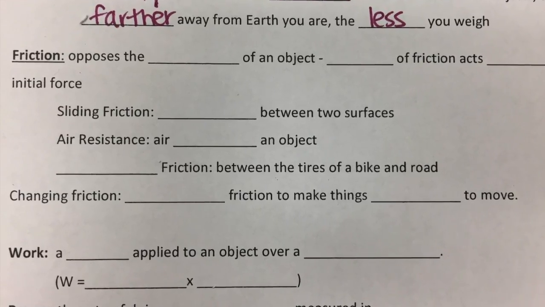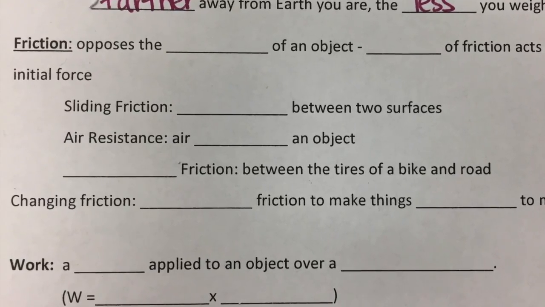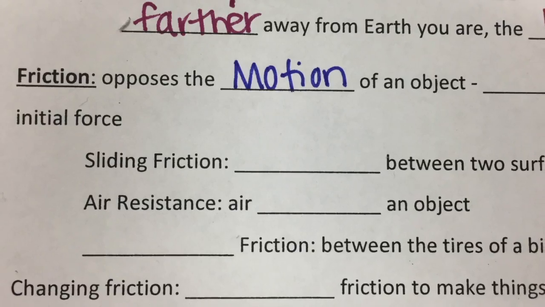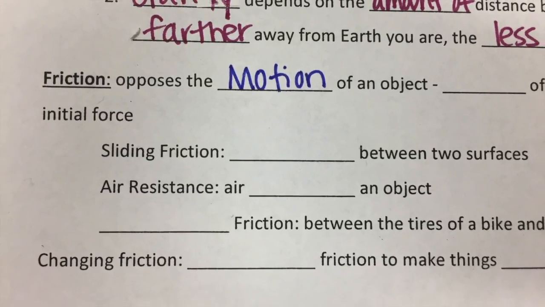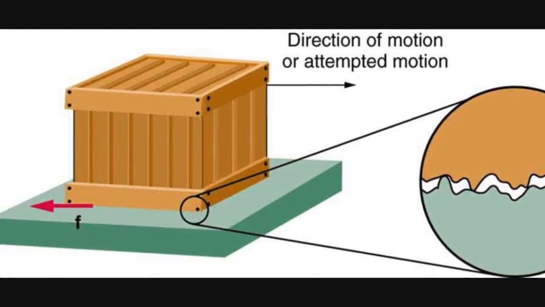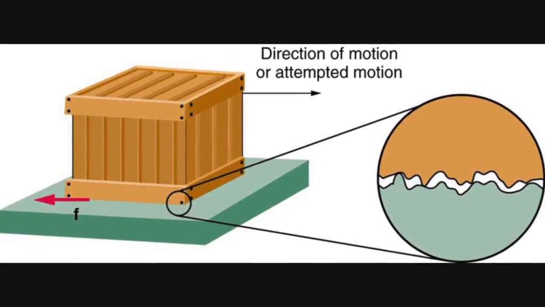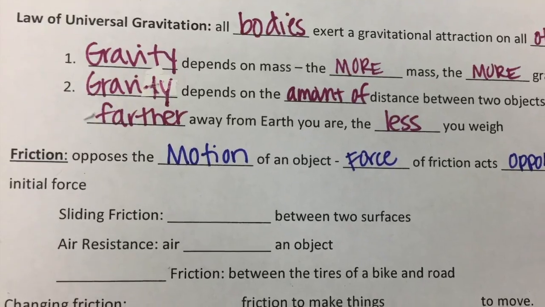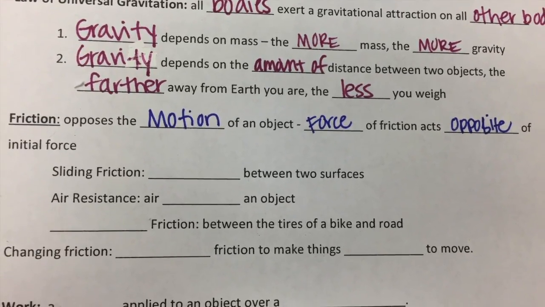Alright, so next we're going to look at friction, and there are lots of different types of friction, but the main idea is that friction is something that opposes the motion of an object. So we've got a picture here that shows on a very microscopic scale what happens with friction. The force of friction acts opposite of the initial force or opposite of the motion.